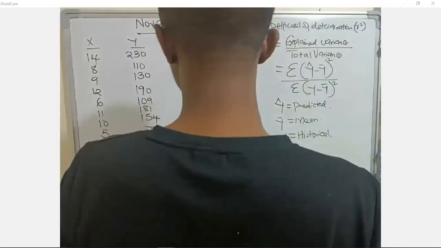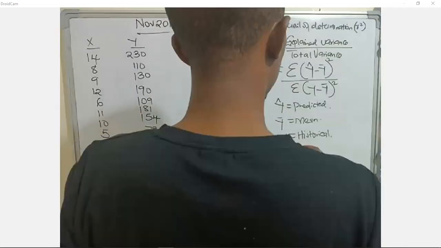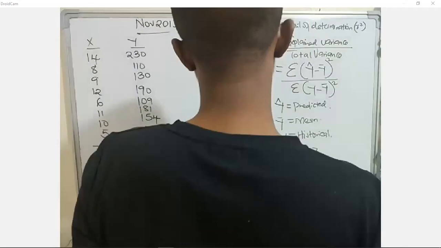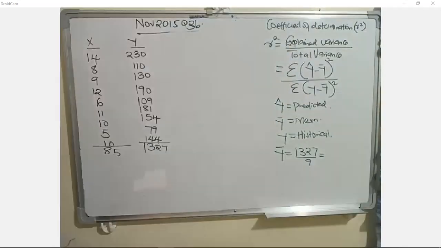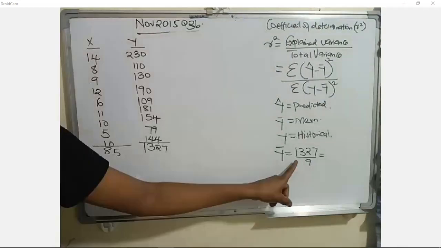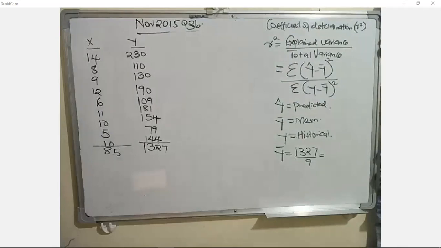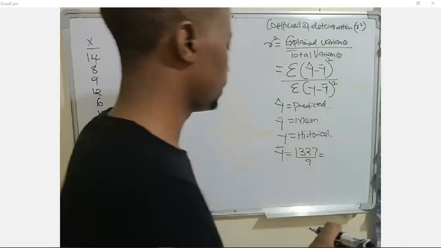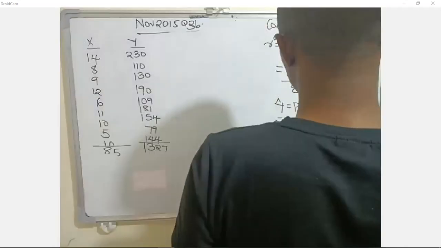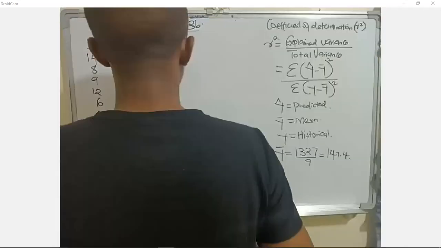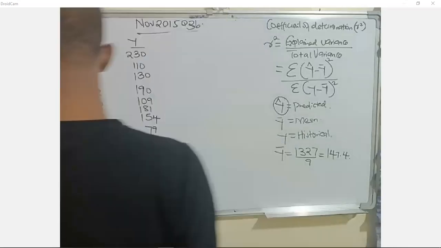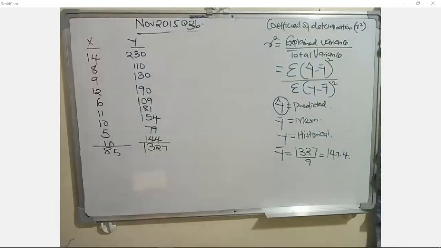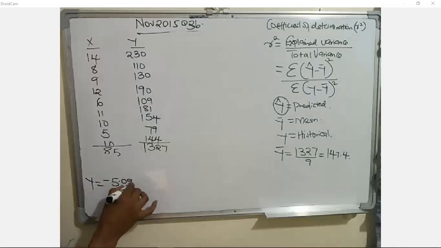My mean will be the summation of y, which is 1327, divided by 9. How much is it? 147.4. Yes, point 4. Remember, for y predicted we use our equation. Our equation was y is equal to negative 5.09 plus 16.15x. So you just come and feed it in.